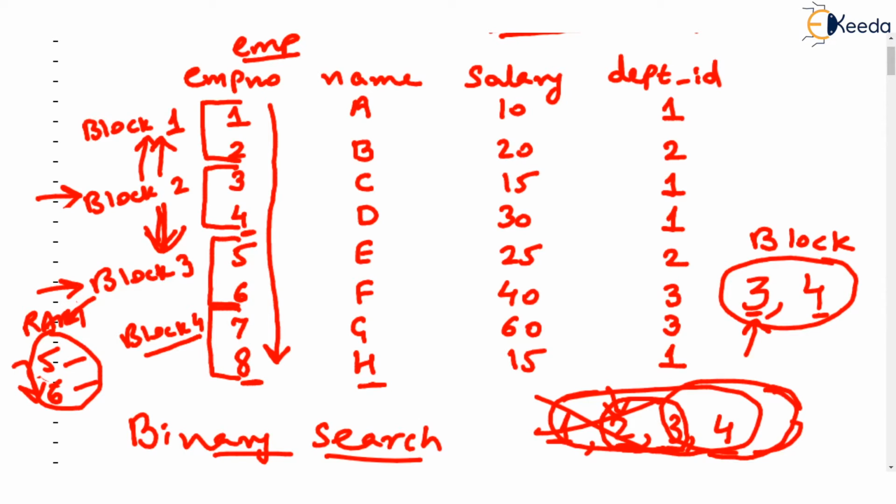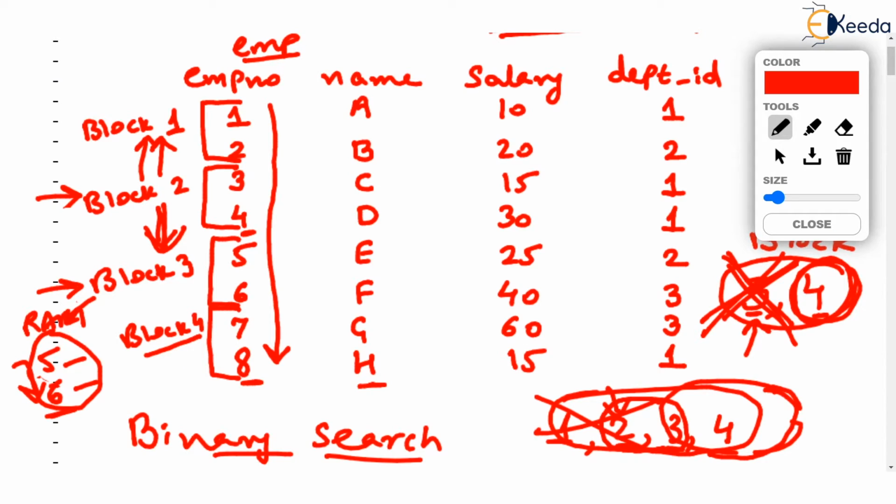But then where should the record be? It must be below block 3 because we are searching for a record with employee number 8, which is greater than 6. So now even block 3 is ignored from now onwards and only block 4 remains. I hope you are understanding. Wait a minute. Give me some time again. Okay. Only block 4 now remains.